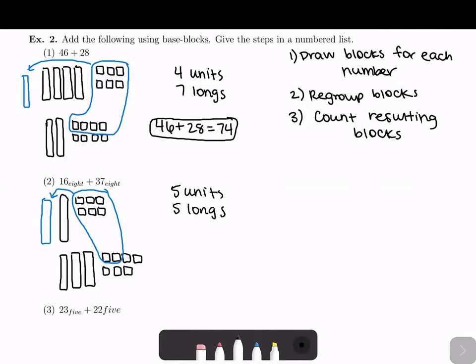So we get that 16 base 8. Sorry, it's not 16. That's a habit that's really hard to break since we're so used to reading our numbers that way. 16 base 8 plus 37 base 8 is 55 base 8.